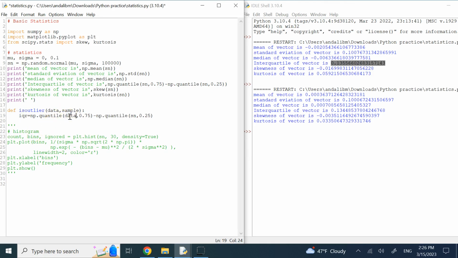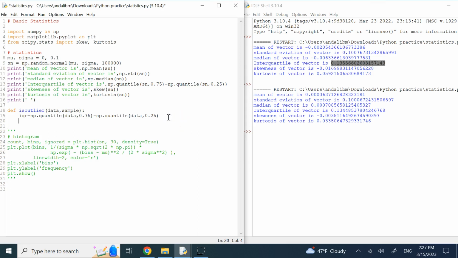So instead of Sn, I would call it data. And then you add 1.5 times the interquartile range to the 75th percentile of the data, and subtract 1.5 times the interquartile range from the 25th percentile. Those are the limits. So here I can say upper limit is equal to the 75th percentile plus 1.5 times IQR.